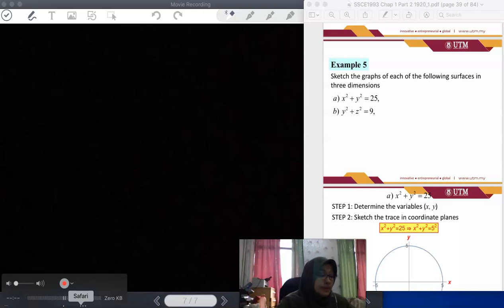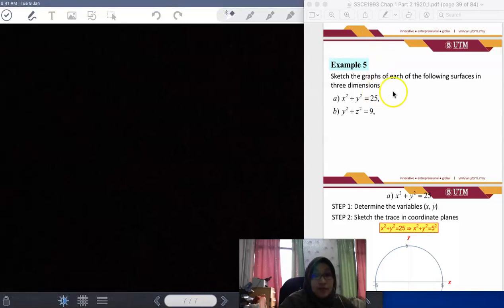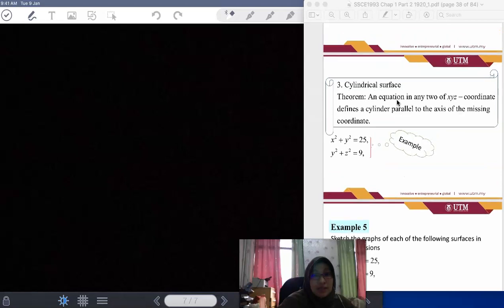Okay, so the next sketching is how to sketch the cylindrical surface. You know, cylindrical, the word is coming from the word cylinder. So what is the shape of the cylinder? So you have this particular surface. So that is your surface, and it is called cylinder.